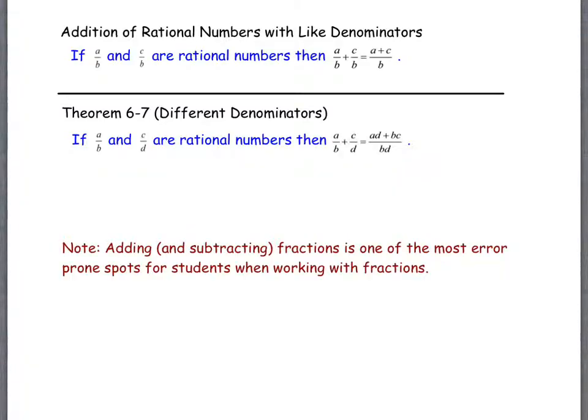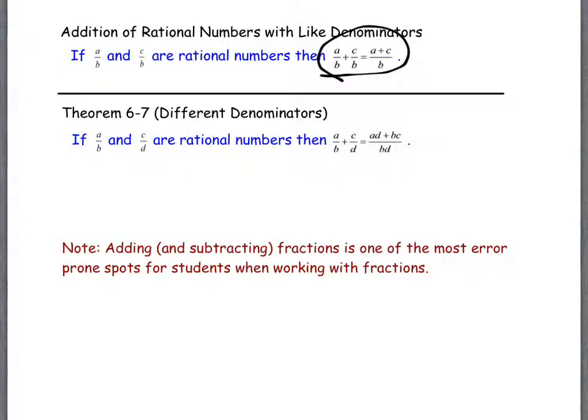Okay. So what we're going to talk about first is the addition part. So the addition of rational numbers, if the denominators are alike, then what you see happen is that you simply add the numerators together, and the denominator stays the same. Okay? And if you have different denominators, you've got to get common denominators to make that work.